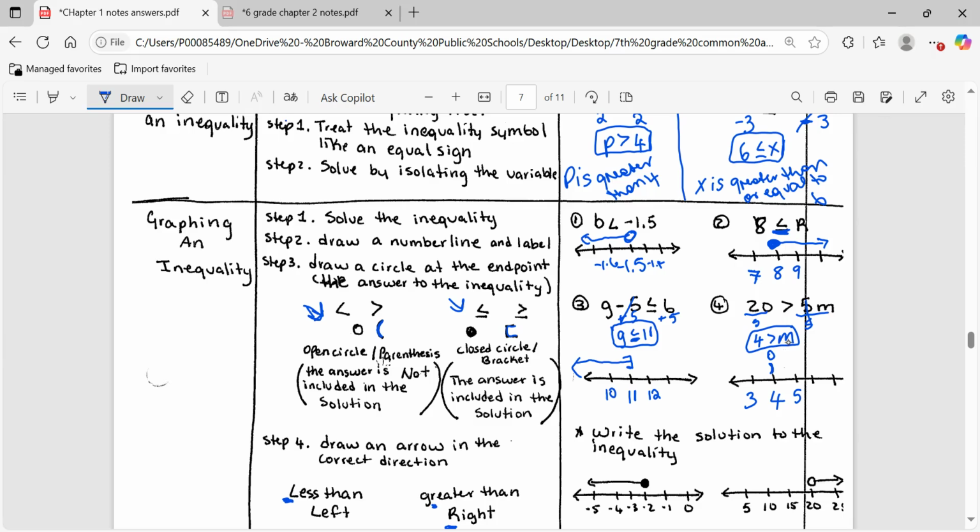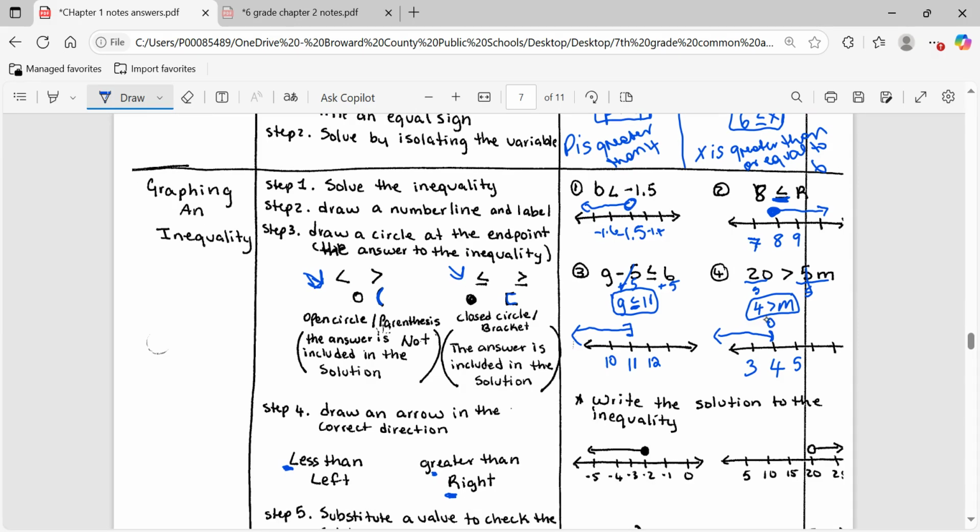So if M is less than 4, that means my arrow is going to go to the left. M is less than 4. M is every number lower than 4. So it could be 0. It could be negative 552. It could be negative a million. Doesn't matter as long as it's less than 4. Keep in mind, 4 is not a solution to this because it's not saying it could be equal to 4. It's saying that it must be less than 4.